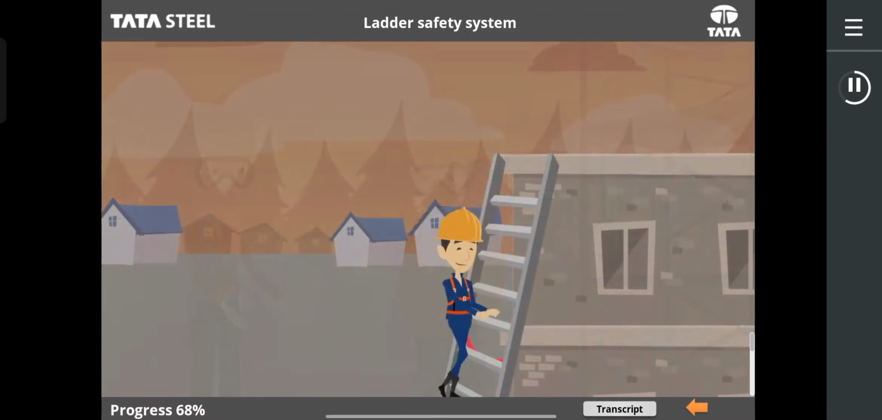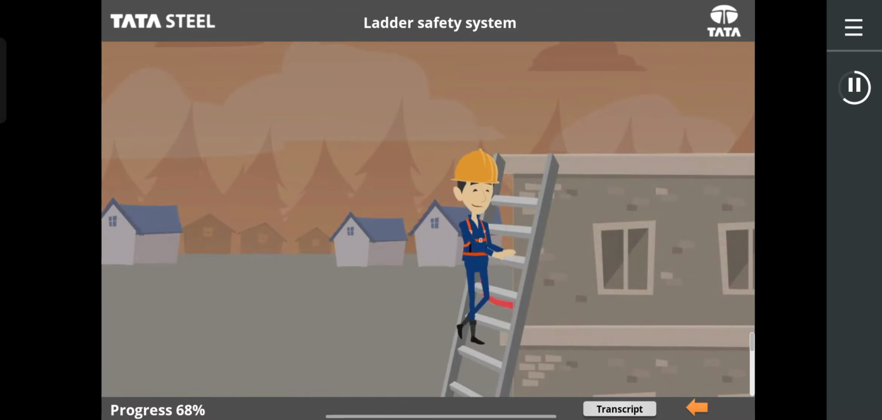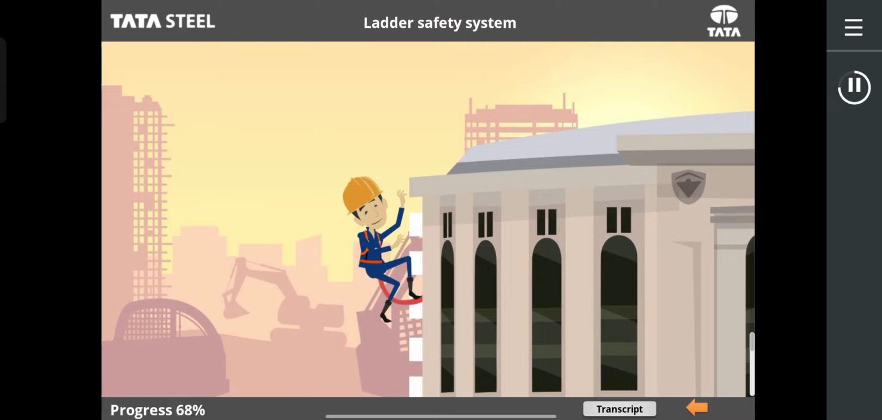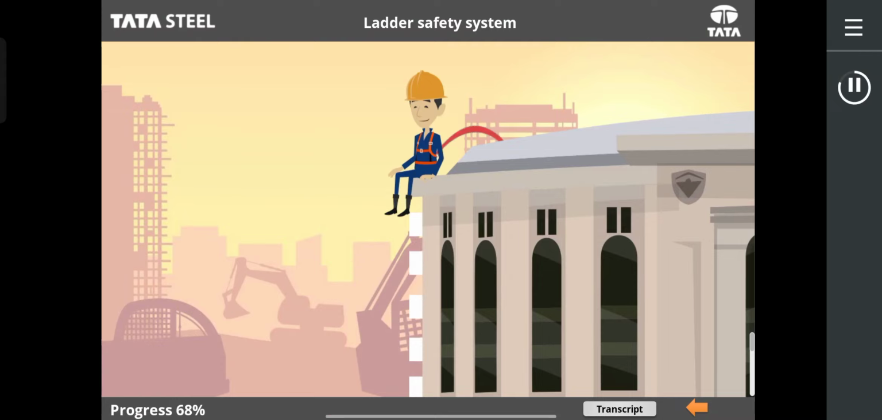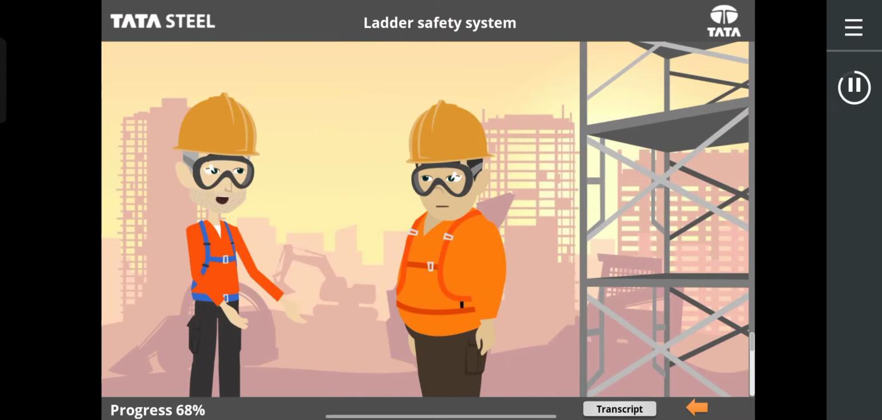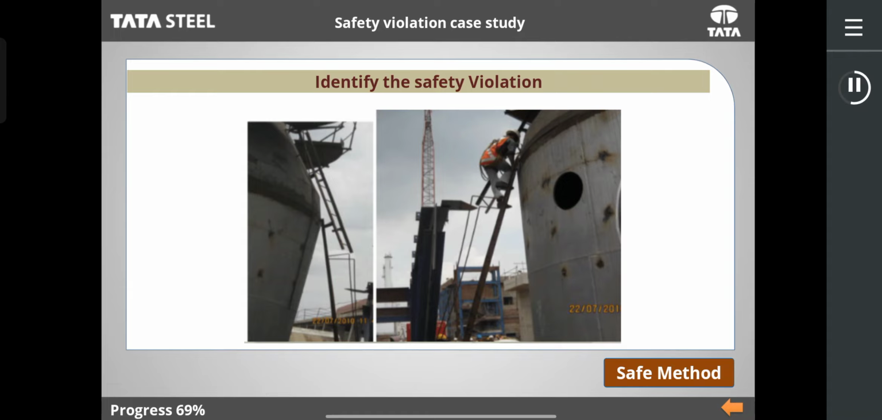Let us now look at a scenario where there was a violation of safety measures in the use of retraceable lifelines and ladders. Identify the safety violation and describe the correct way to do the task. Can you identify the area of safety violation?